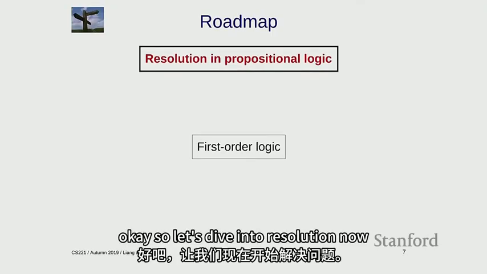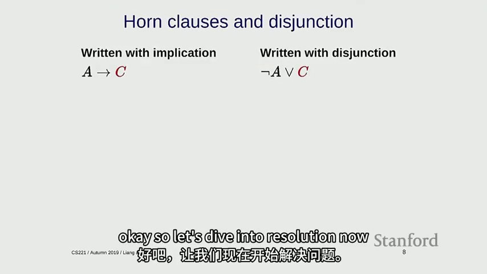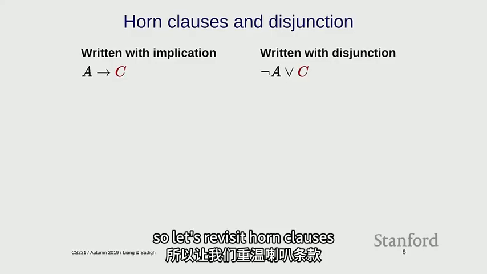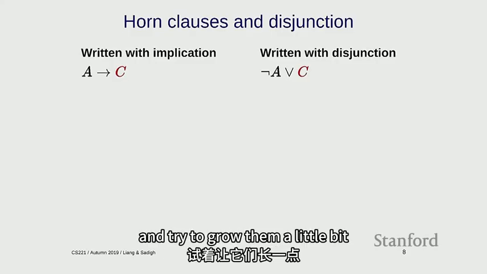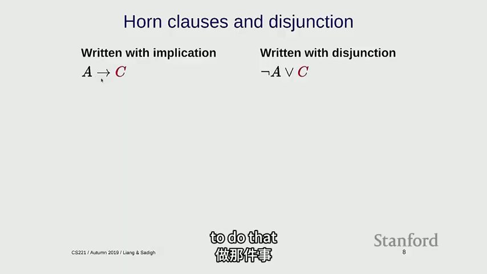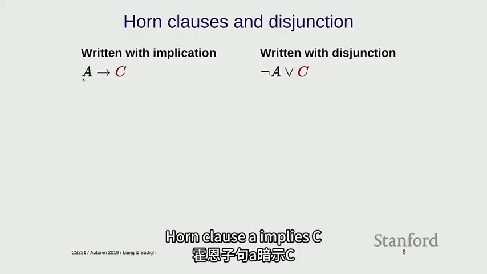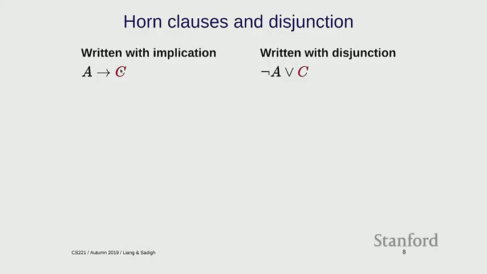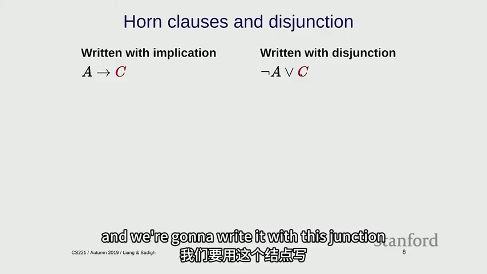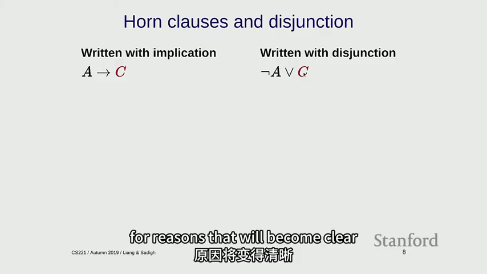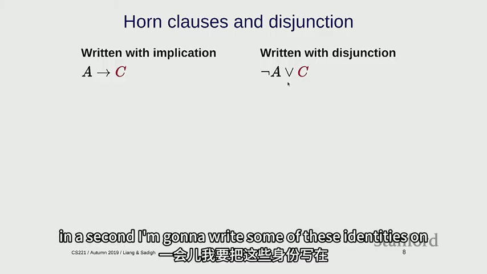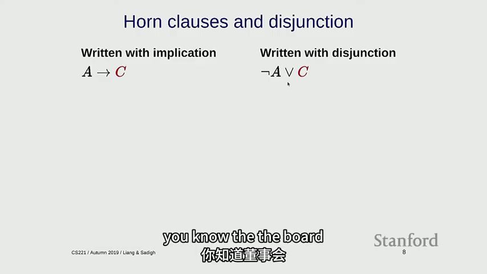Okay, so let's dive into resolution now. Let's revisit horn clauses and try to grow them a little bit. To do that, we're going to take this example horn clause, A implies C, and we're going to write it with disjunction, for reasons that will become clear in a second. I'm going to write some of these identities on the board.